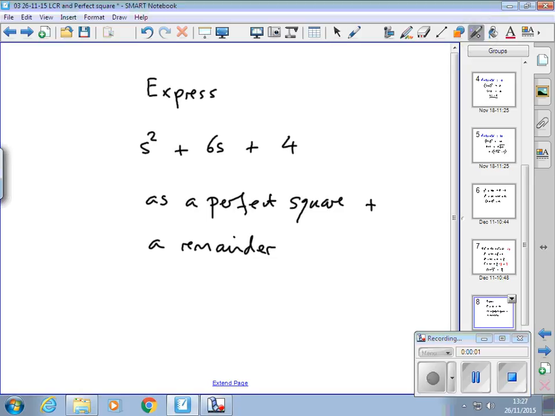Now is to express this as a perfect square plus a remainder. So I need to think about what this number at the end needs to be to make it a perfect square, and then suss out what the remainder is. So what is it going to be?